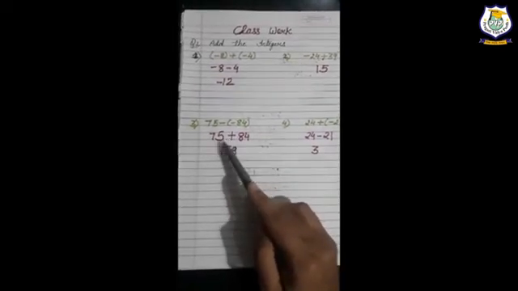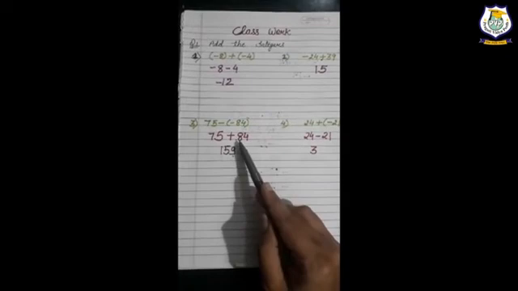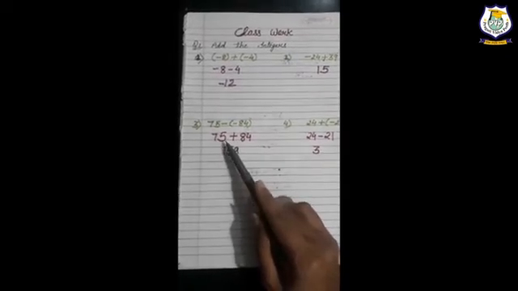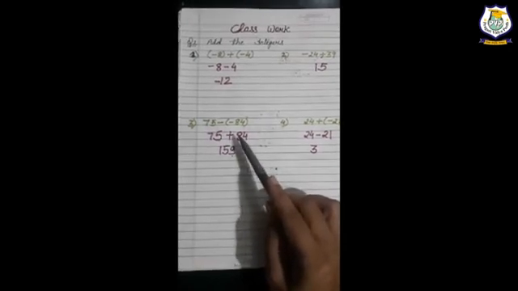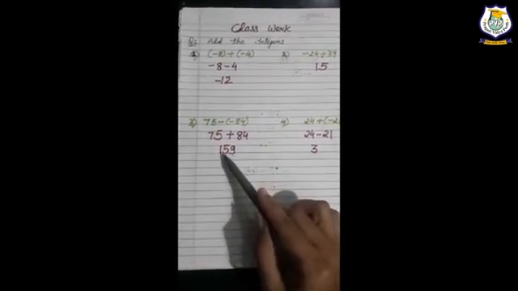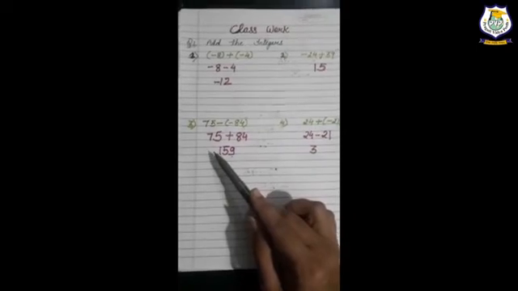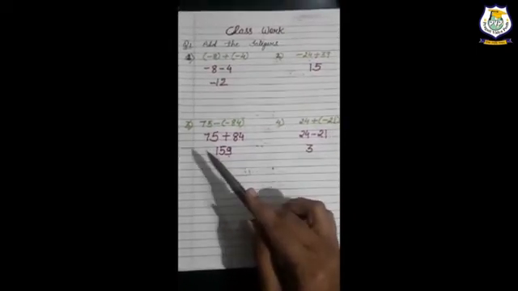Now it is very simple, we will have to add 75 and 84. So what we are getting is 159. Here both are with the positive sign, it means 159 also contains the positive sign, but we will not write the positive sign before the number, right?